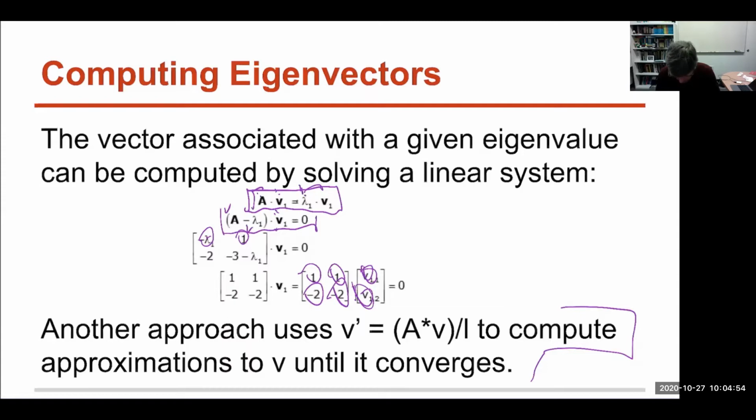By dividing both sides by the scalar eigenvalue, we get an equation that looks like this. The vector should be equal to A times the vector divided by L. If you guess at what the vector is at first, you could use this equation to give you an updated estimate for what the vector is. And after a certain number of iterations, it should hopefully converge on a vector such that v is going to be the same on both sides of the equation. And that gives you the eigenvector associated with that eigenvalue.